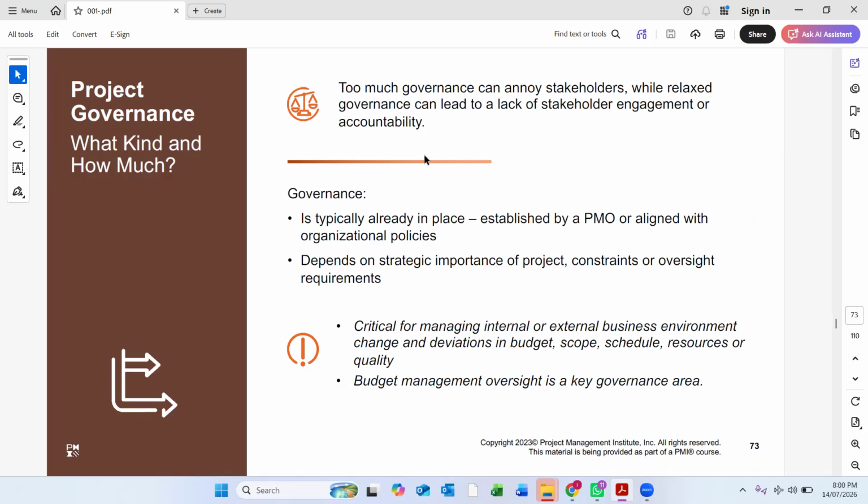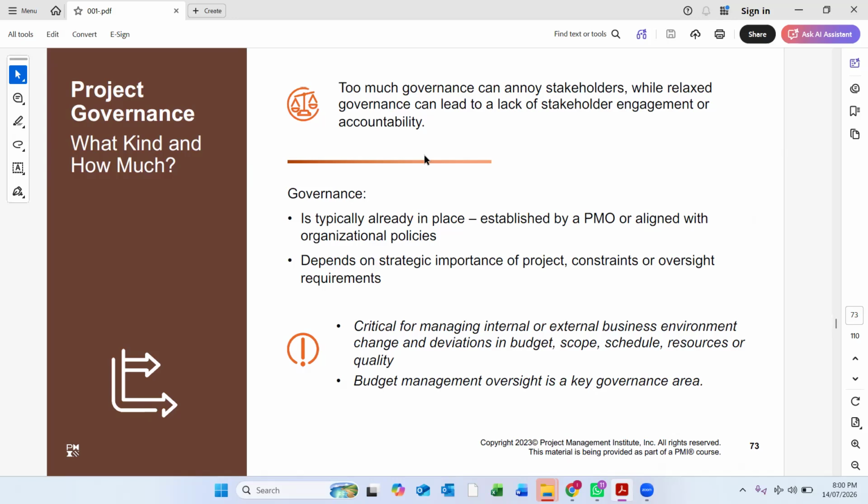Engagement, accountability. So again, governance, which is established by the PMO, should align with the organization policies, and it also depends on the strategic importance of the project, constraints, and oversight requirements. So what is the information here? It is mentioned as critical for managing the internal or external business environment, change and deviation in budget, scope, schedule, resource, or quality. Budget management oversight is a key governance area.